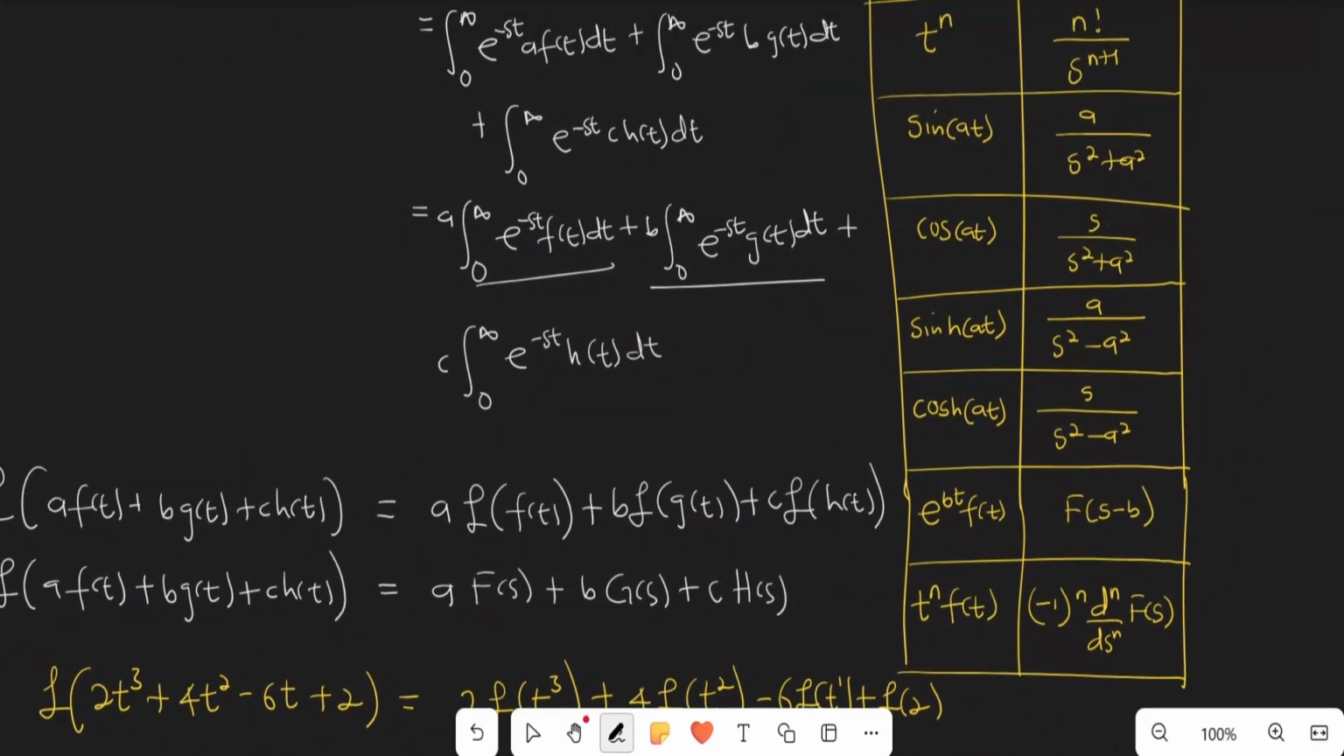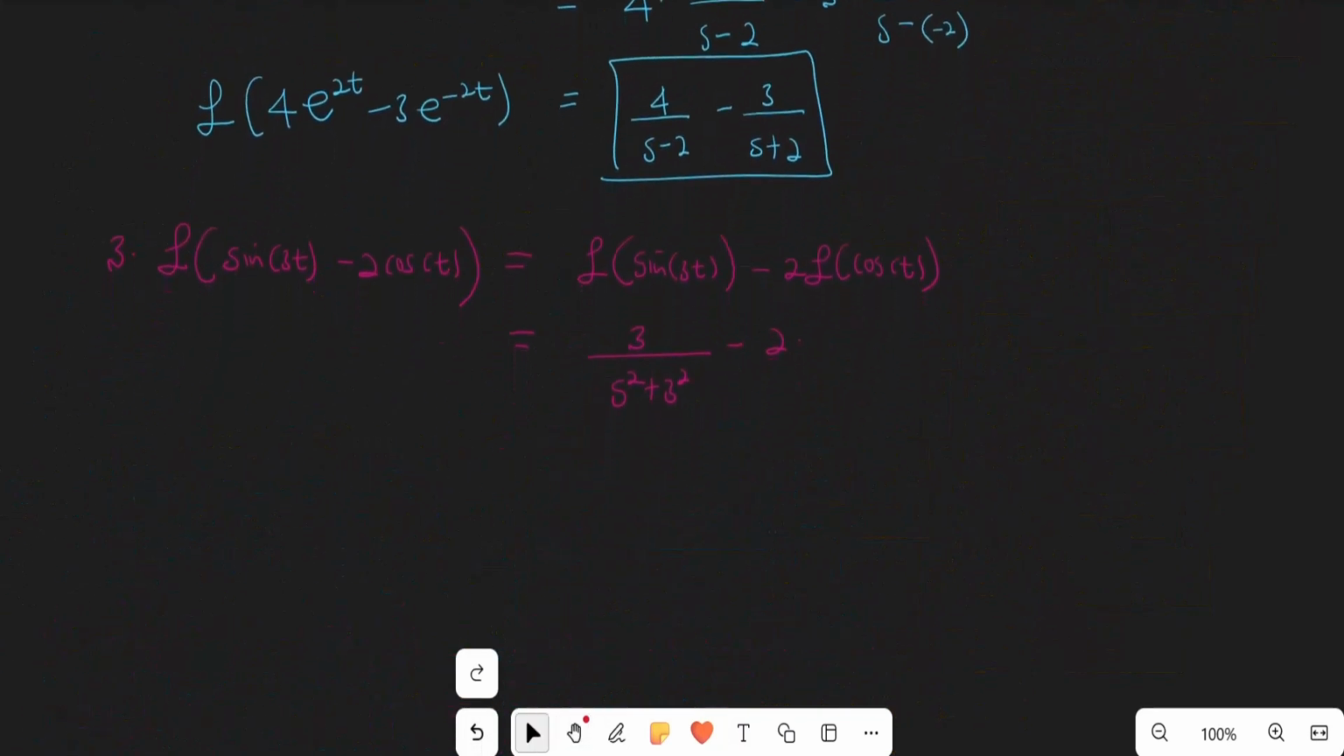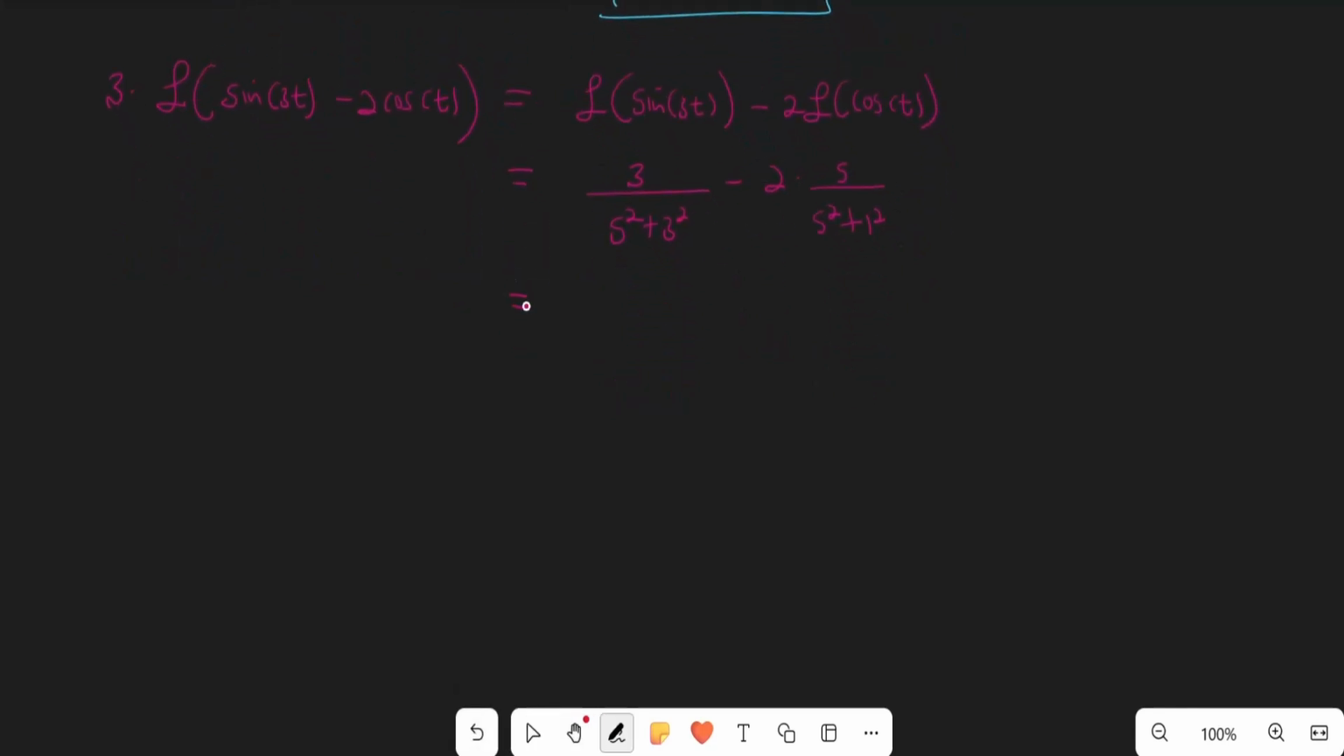The Laplace transform of cosine of at is s divided by s squared plus a squared. A in this case is 1 because this is 1t, right? So 1 squared. Now simplifying, this one is going to be 3 divided by s squared plus 3 squared, which is 9, minus 2 times s, which is 2s, divided by s squared plus 1 squared, which is 1. And this one is the Laplace transform of the sine of 3t minus 2 times the cosine of t. Alright, cool. So this is what we have for the third one.